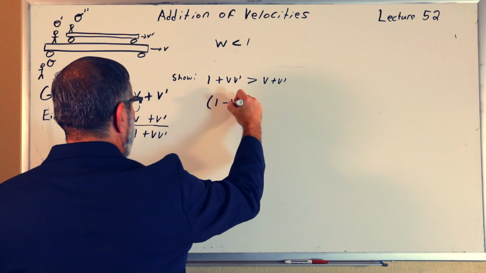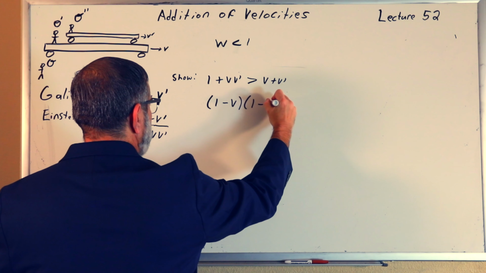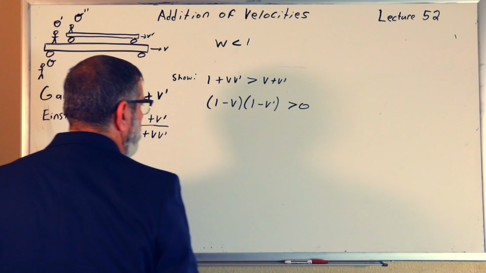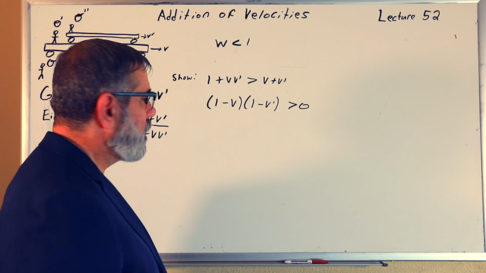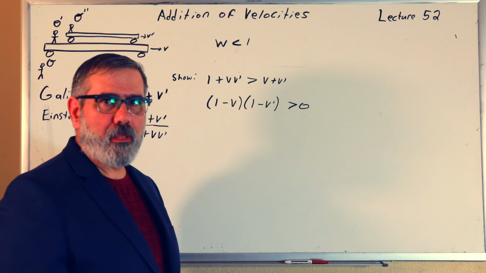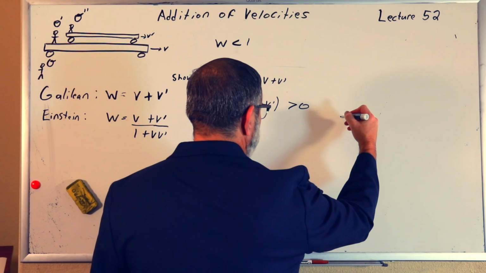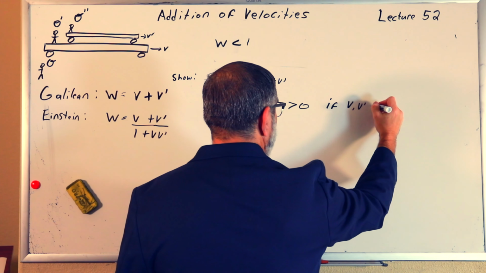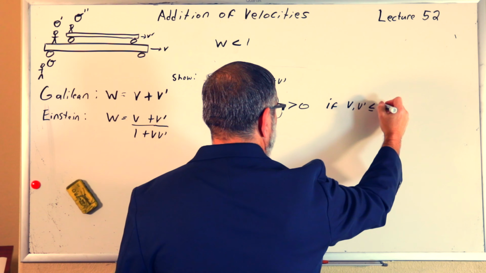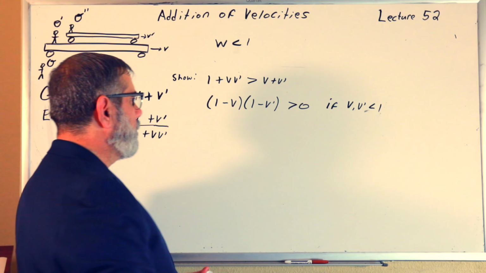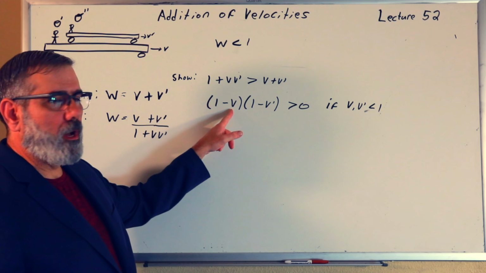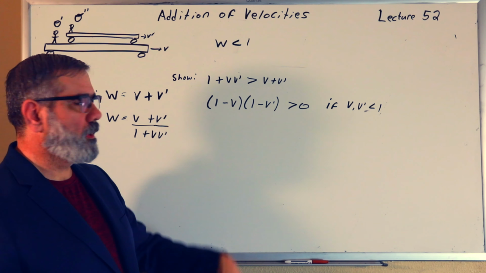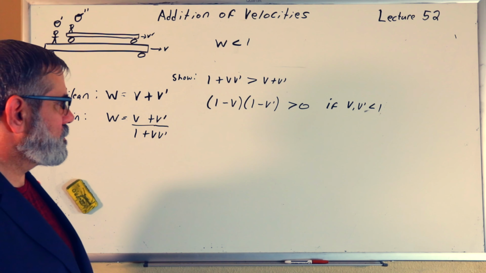We're going to write 1 minus V times 1 minus V prime is greater than 0. It's not an unreasonable assumption. V and V prime I'm going to consider are both between 0 and 1, if V and V prime are less than 1. If V is equal to 1, or V prime is equal to 1, we get a 0. 0 is not greater than 0. So it's got to be less than 1.